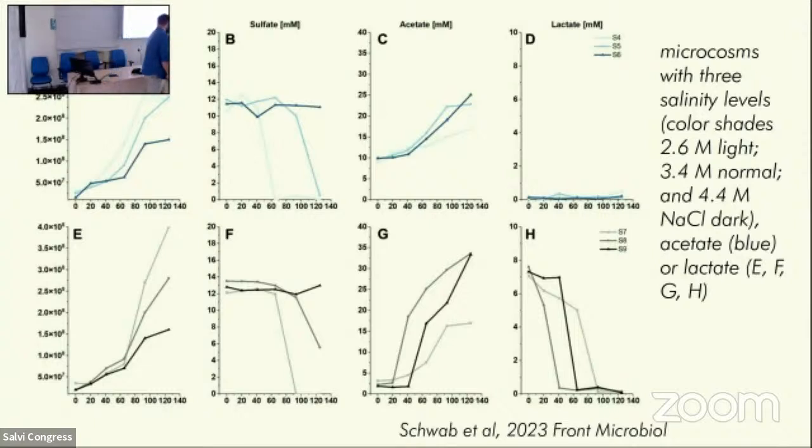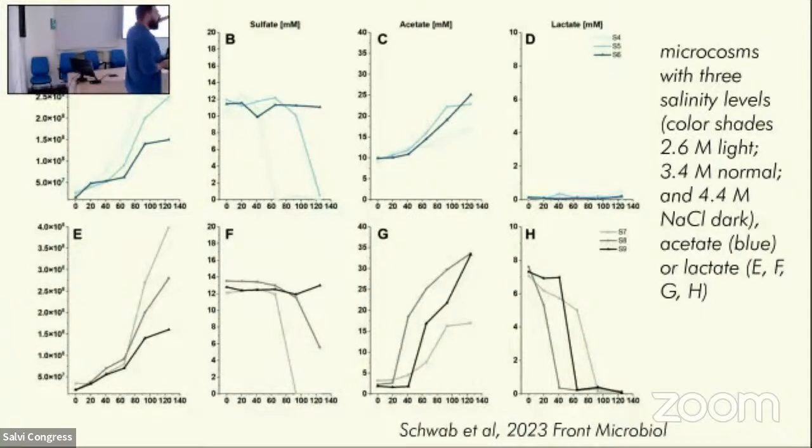Top is acetate, bottom is lactate as an organic carbon, and then you can see cell numbers, sulfate concentration, acetate concentration, lactate concentration, and then again cell number, sulfate, acetate, and lactate. The three lines, light to dark, are three different concentrations of salt. So we go from 2.6 molar NaCl to 4.4 molar NaCl. Now, if you just focus on the top left, you see that microbes grow over time in these experiments. Those are days, 3 months of experiment, 120 days.